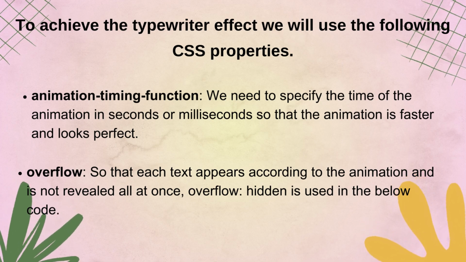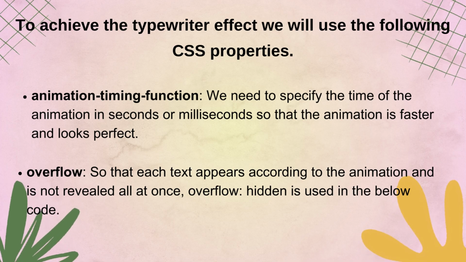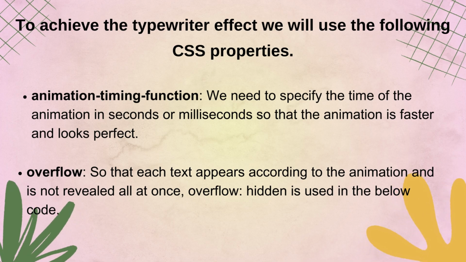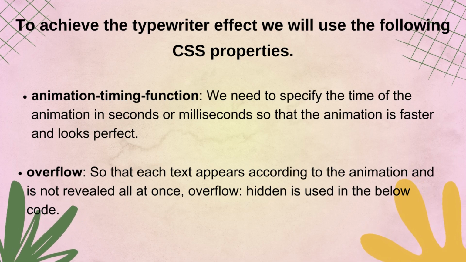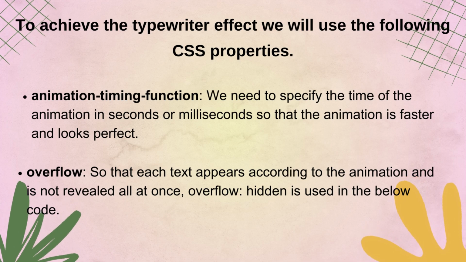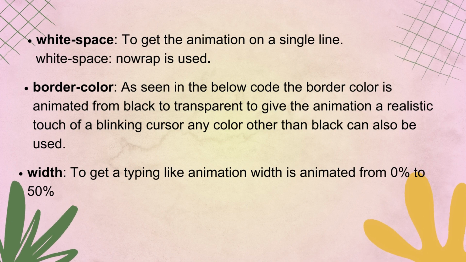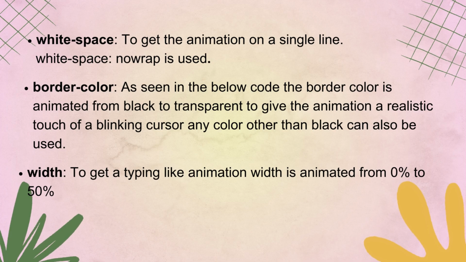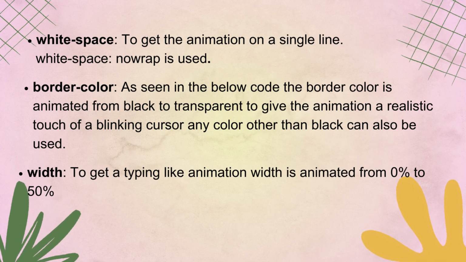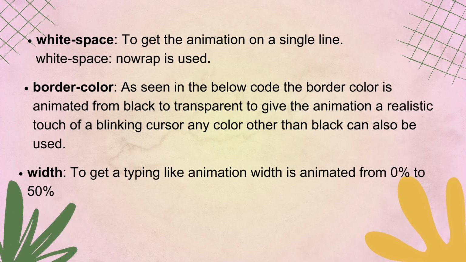The next one is overflow. By using this, each text appears according to the animation and is not revealed all at once. Overflow: hidden is used in the below code. The next one is white-space, to get the animation on a single line. White-space: nowrap is used.